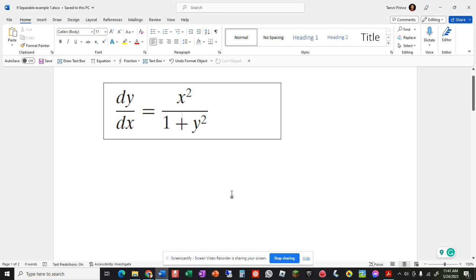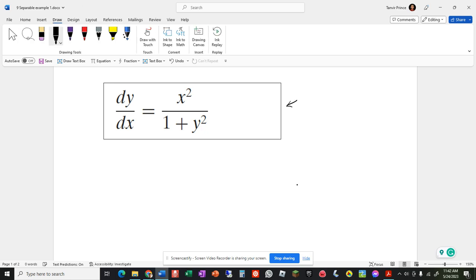Hello. In this episode, we're going to learn an example of a separable first order differential equation. So to go over what is separable first order: looking at the word, this is actually a separable differential equation. Separable means you can separate. You can actually separate x on one side and y on the other side.